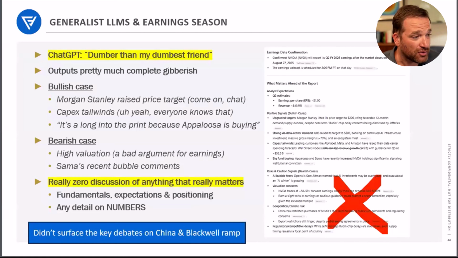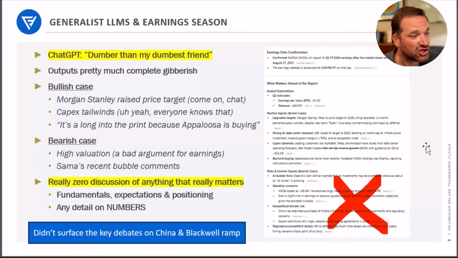And what I got out, unfortunately, was not very good. Rather than being smarter than my smartest friend, it was probably dumber than my dumbest friend. Output almost complete gibberish. The bull case was, hey, Morgan Stanley raised their price target. If you're an analyst at a hedge fund, you walk into your PM's office and say, we should buy NVIDIA because Morgan Stanley raised their price target. That's almost a fireable offense. And so it wasn't even close to the realm of the right institutional quality thinking. And there's really zero discussion of anything that really matters.